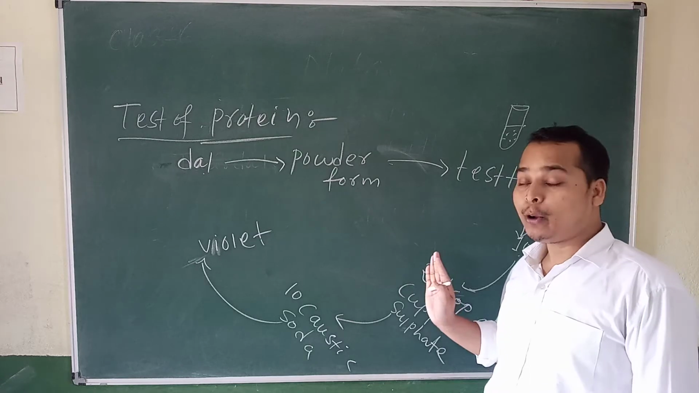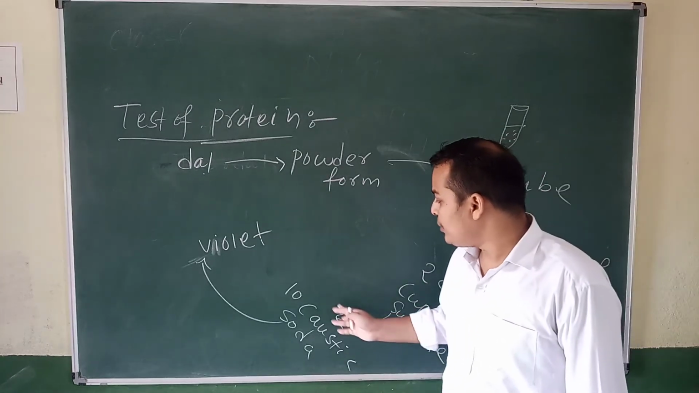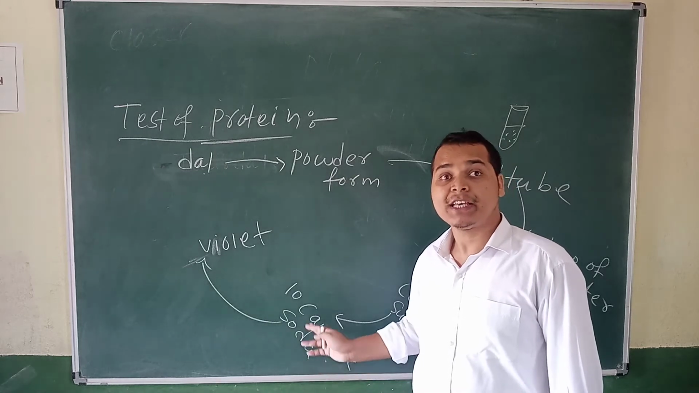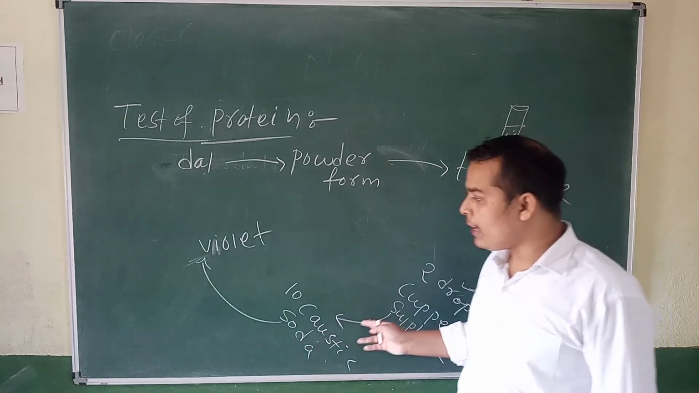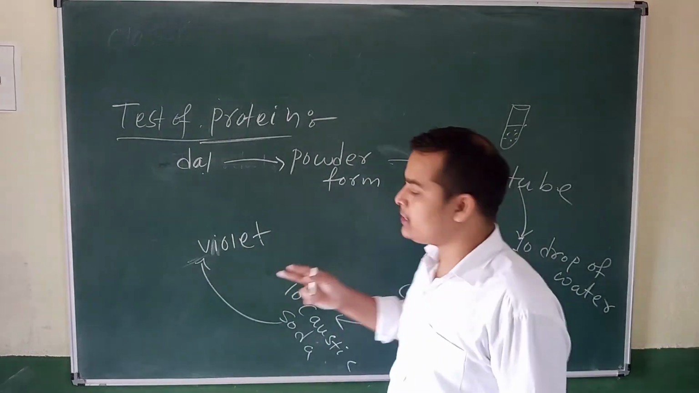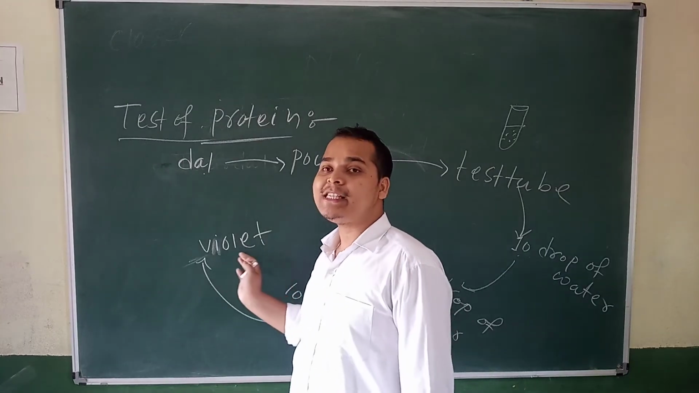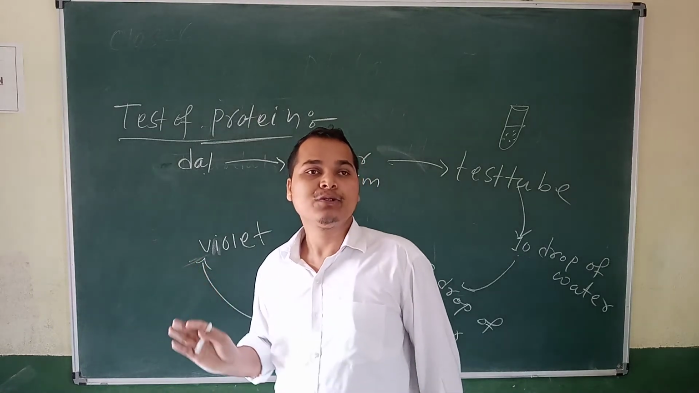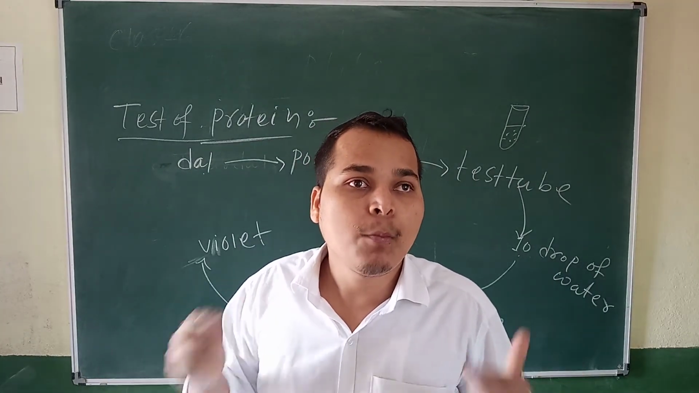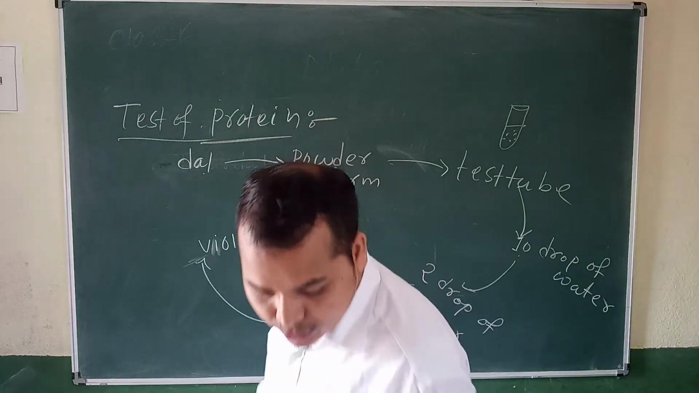Okay, so don't worry. And again you have to put 10 drops of caustic soda. Caustic soda is a chemical. Okay, so when all the things are taken in the test tube, the test tube changes to violet color. So this violet color indicates the food contains protein. Yes or no? So write down.